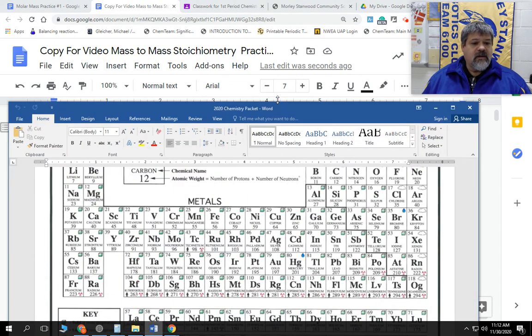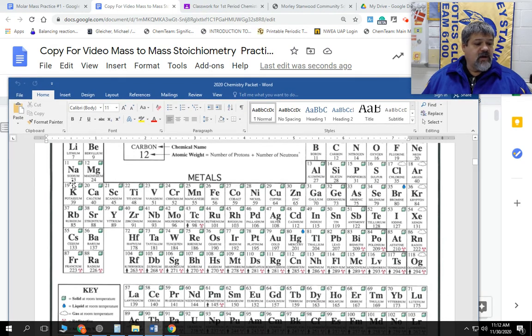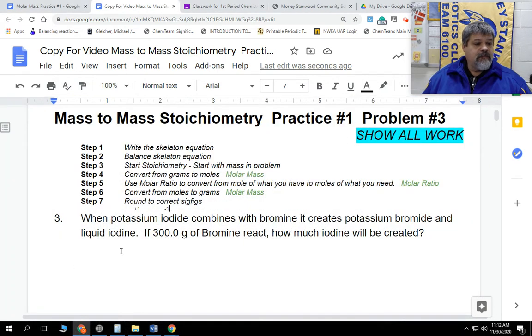So we see in our periodic table, we have potassium right here. It's in column 1A. Iodine is over here, or bromine, whatever we're looking for. So we see that. So potassium iodide, it is 1 to 1. So we're just going to go ahead and write down a single one so we know that it is potassium iodide.